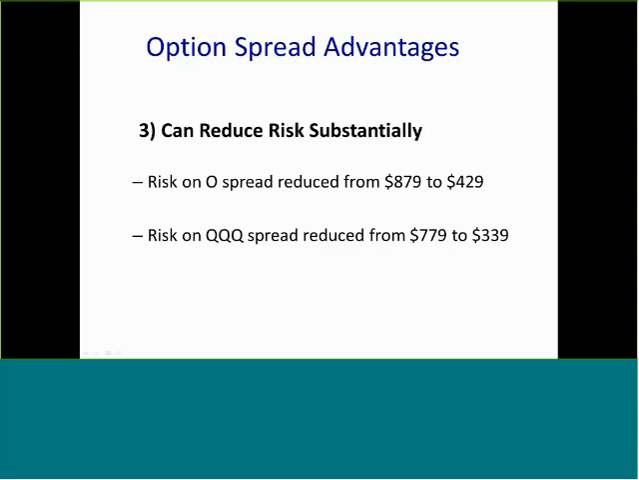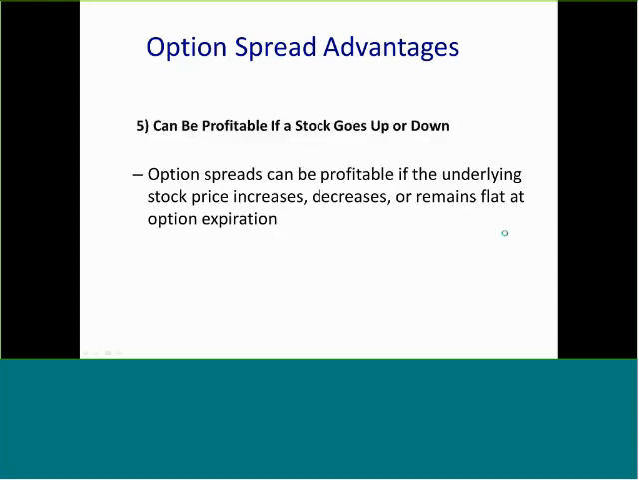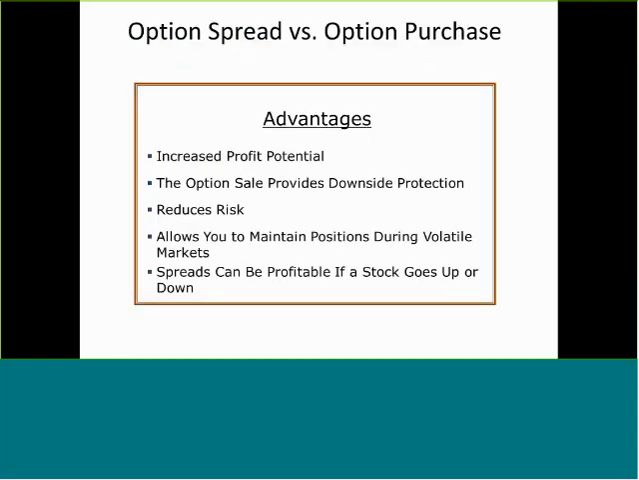On the QQQ, we purchased the call option at $779. After we created the spread, our risk went down to $339. So it reduces your risk, and it can be profitable if the stock goes up or down, and you're limited. Your maximum loss is always limited to the cost of the spread.